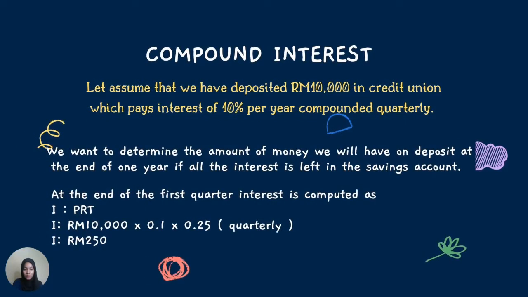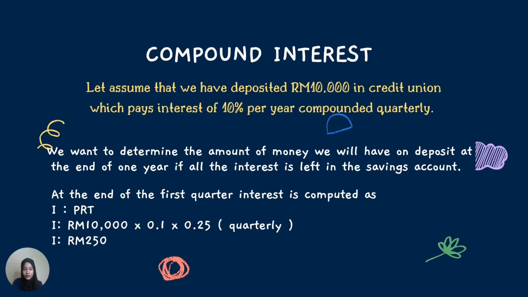So let's move to other types of interest, which is compound interest. Let's assume that we deposit 10,000 in a credit union, which pays interest of 10% per year compounded quarterly. We want to determine the amount of money we will have on deposit at the end of 1 year if all the interest is left in the savings account.